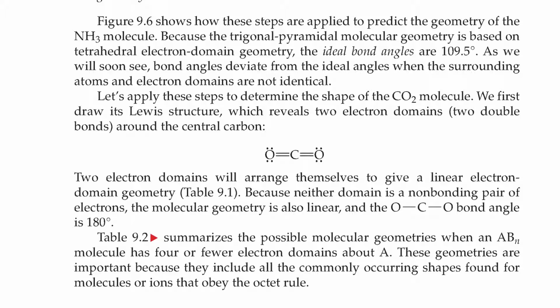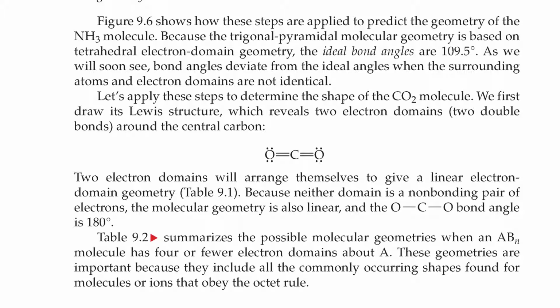Let's apply these steps to determine the shape of the carbon dioxide molecule. First, we draw its Lewis structure, which reveals 2 electron domains, 2 double bonds around a central carbon. 2 electron domains will arrange themselves to give a linear electron domain geometry. Because neither domain is a non-bonding pair of electrons, the molecular geometry is also linear, and the OCO bond angle is 180 degrees.